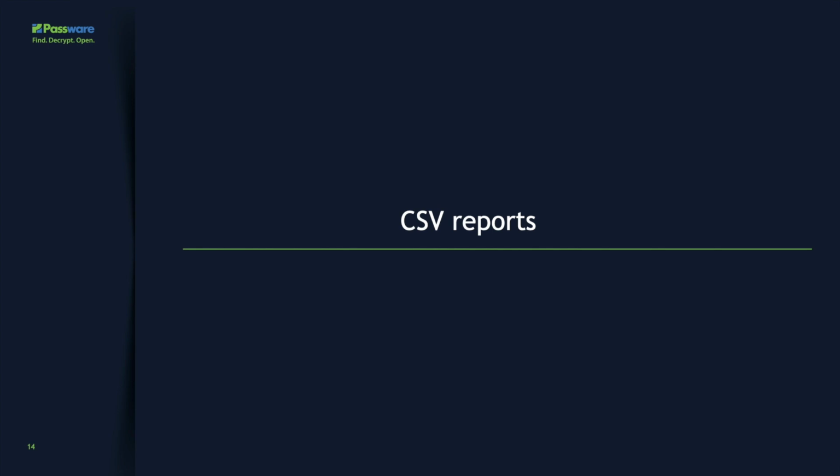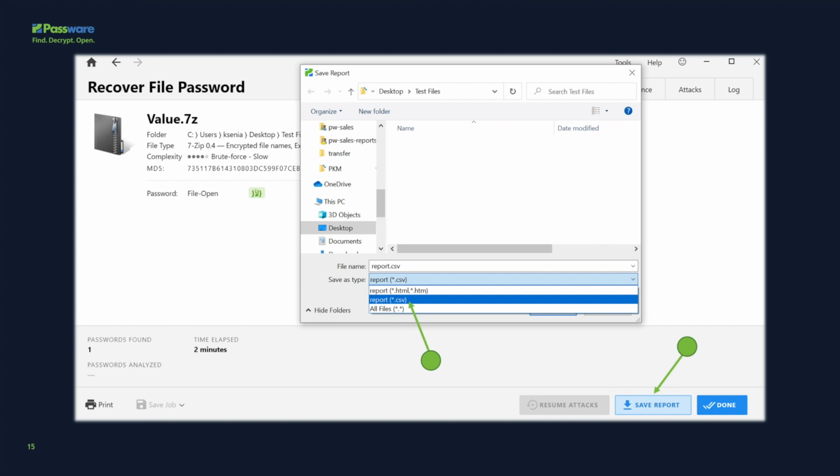Finally, Passware Kit is now able to save password recovery reports as CSV files. This makes it easier to process decryption results by third-party tools. CSV reports include the following information: file path, account name, and password.